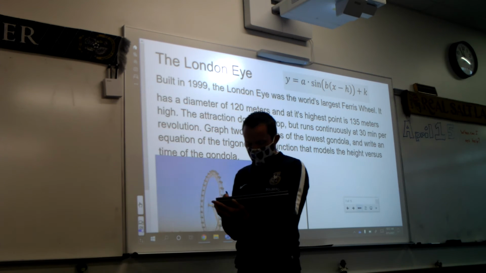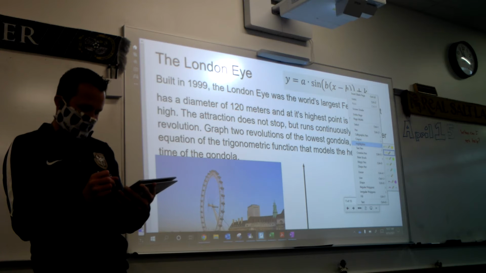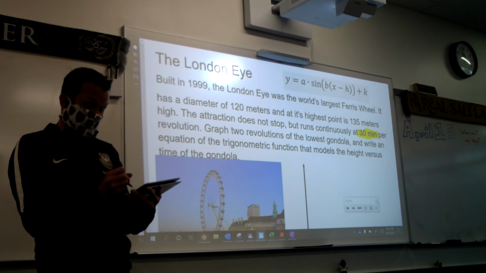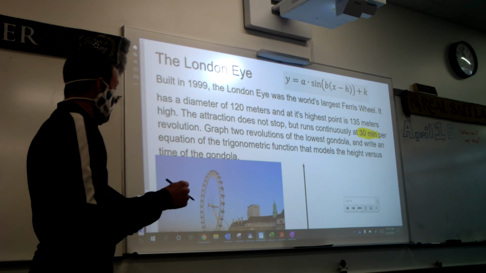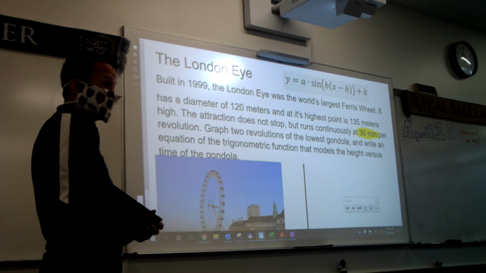So now when we're trying to graph the height versus time here, what are some key things that we probably need to remember? It's a 30-minute ride. Its diameter. 30 minutes, yeah, when you sign up to go on this, you go in and you're on it for 30 minutes.